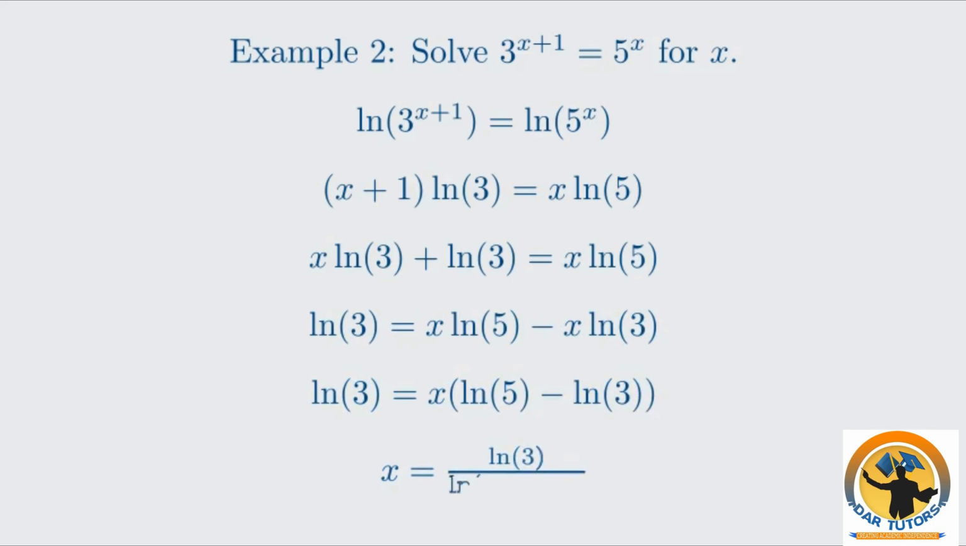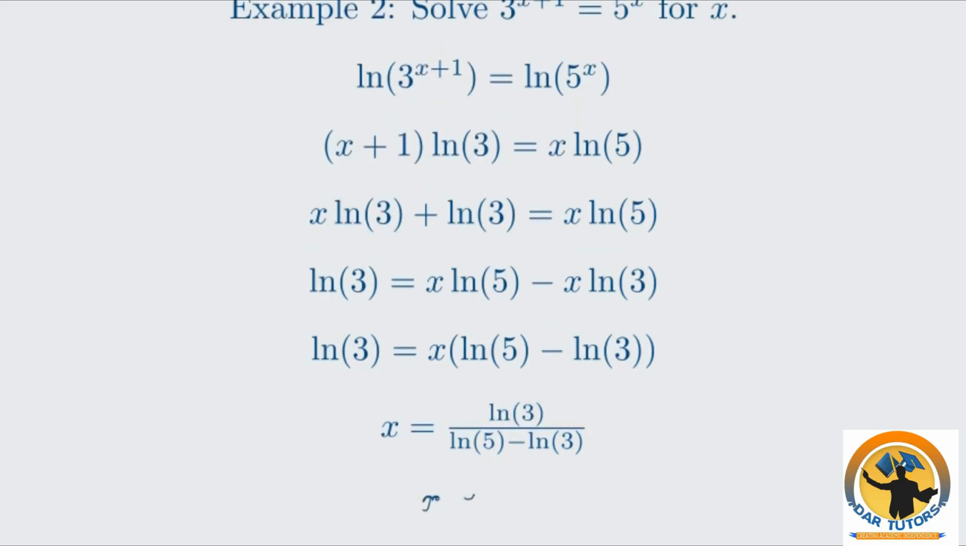This gives us the exact solution. X equals ln 3 divided by the quantity ln 5 minus ln 3. Using a calculator, we find that x is approximately 2.15. This method allows us to find the exact solution for any exponential equation. We have now learned how to solve exponential equations by taking the logarithm of both sides, applying the power law, and solving the resulting algebraic equation.